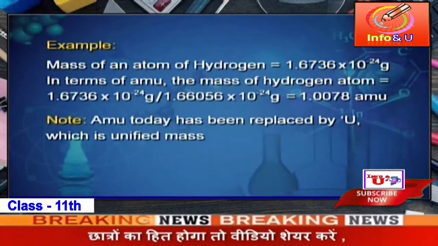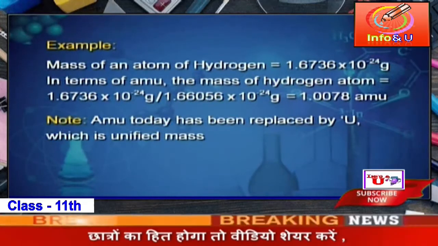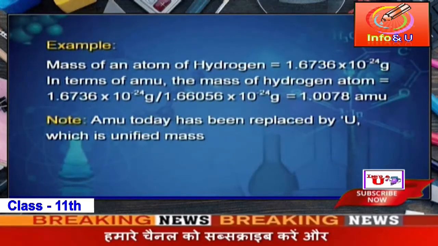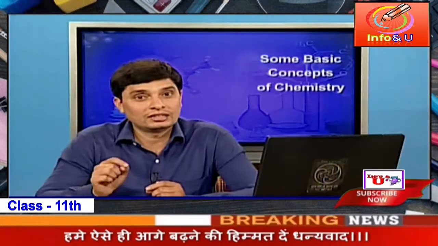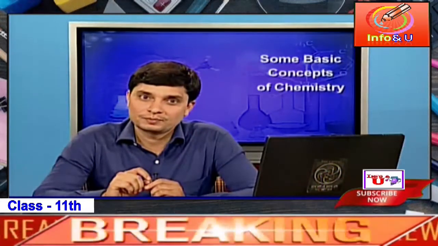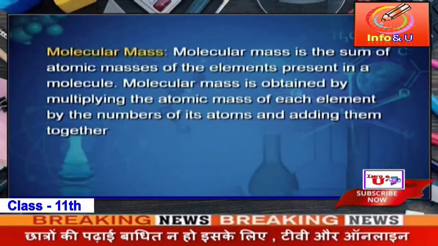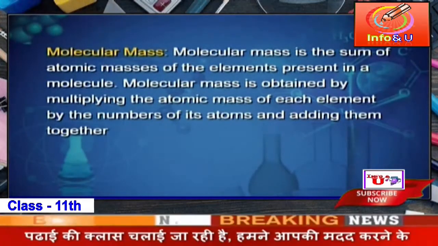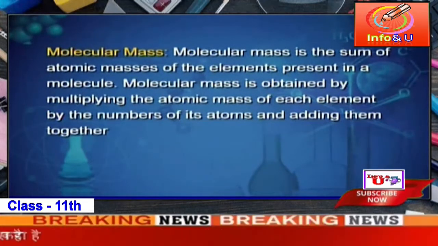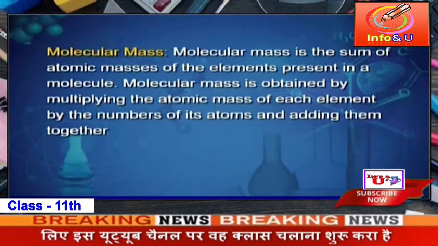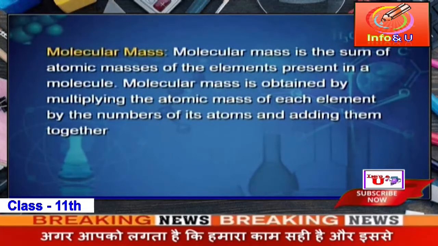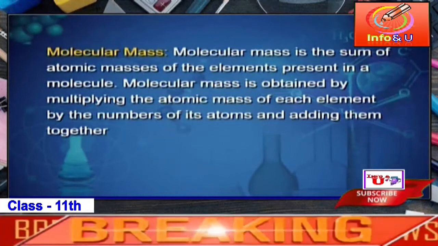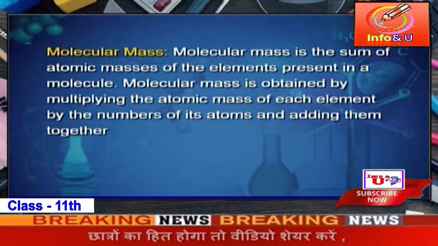Note, AMU, that is atomic mass unit, today has been replaced by the symbol U, which is unified mass. Now the next is molecular mass. Molecular mass is the sum of atomic masses of the elements present in a molecule. Molecular mass is obtained by multiplying the atomic mass of each element by the number of its atoms and adding them together.